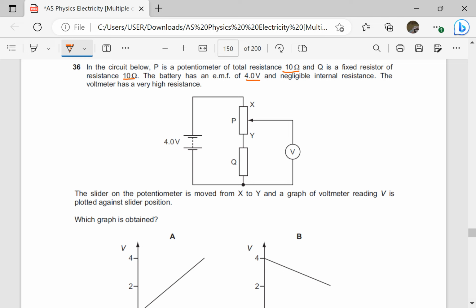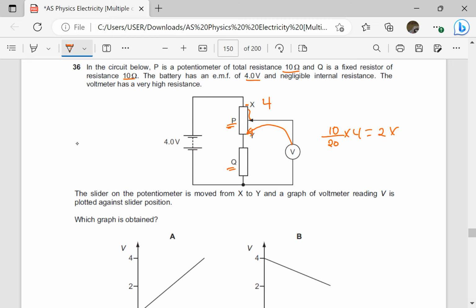The slider on the potentiometer is moved from X to Y, and the graph of voltmeter reading V is plotted against the slider position. Of course, when we take it to X, the reading must be 4 volts because it gets the PD across P plus the PD across Q. When we take it to Y, because Q is 10, the reading must be 10 divided by total resistance, which is 20, times 4, which gives us 2 volts.